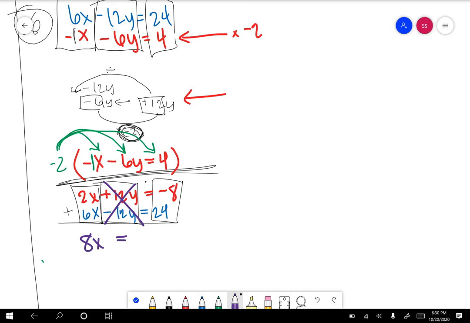On the right side of the equation, we have negative 8 plus 24. Negative 8 plus 24 would give us 16. Now we solve for x. That's the only variable left, so that's what we solve for. In this case, x is being multiplied by 8. So to get rid of it, we would divide by 8.